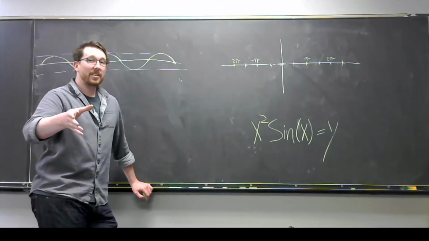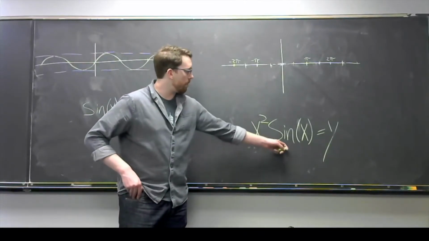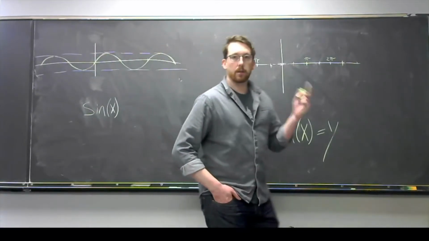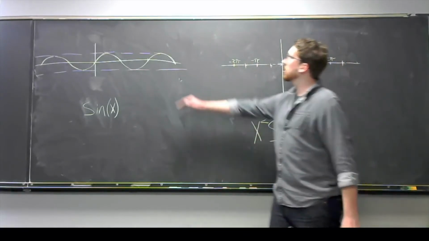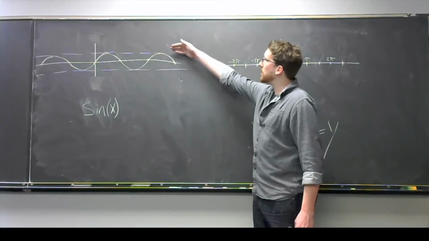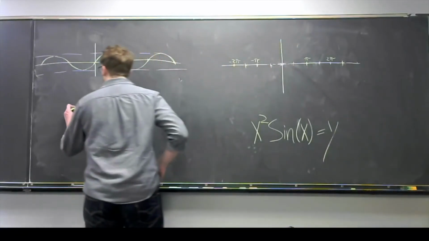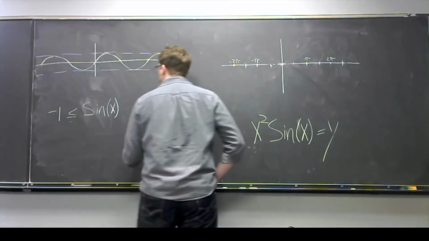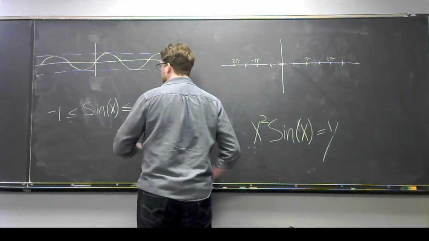All right, so for this last example, we want to find the graph of x squared times sine x. And to begin, let's look at the graph of sine x. Well, we know this graph of sine x looks something like this, right? And we know that sine x is bounded between 1 and negative 1. So let's write that inequality. Negative 1 is less than or equal to sine x, which is less than or equal to 1.